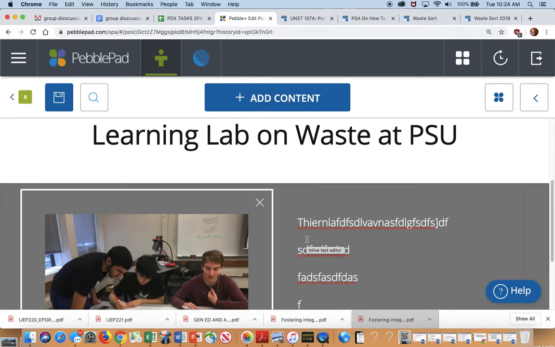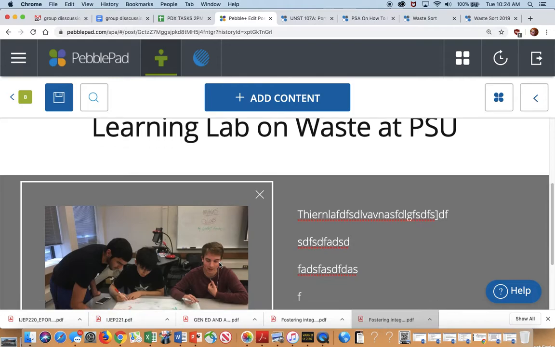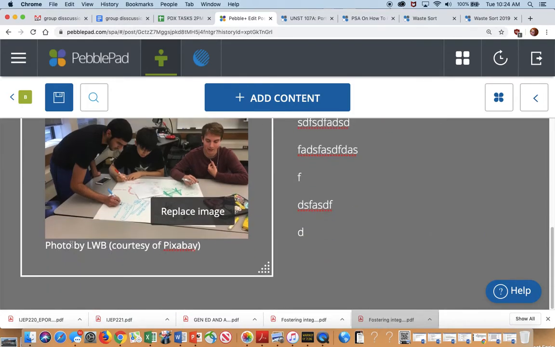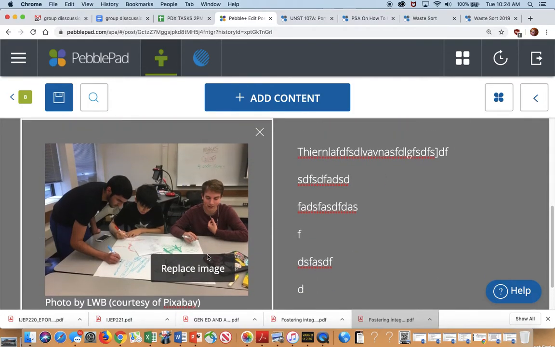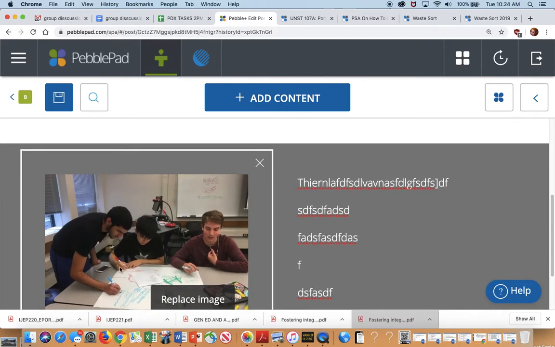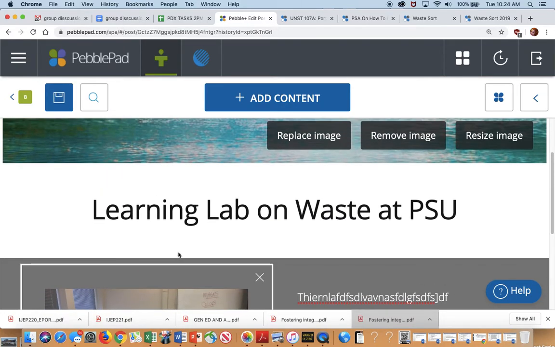It's the same as with quoting and citations. If you're using an image that is not yours, and even if it is yours, you should indicate that. You need to say where it's coming from, right?